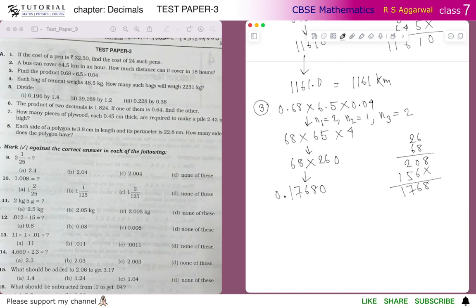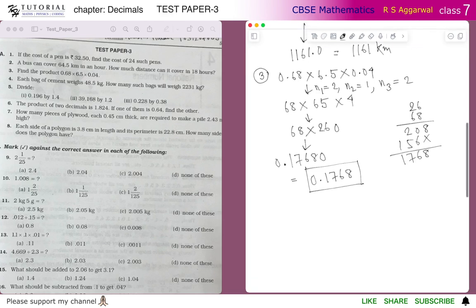So the answer is 0.1768. Any zeros to the extreme right of the decimal part of a decimal number are meaningless. So we omit those zeros. So this is the answer. I write 36. 65, 4, 24.